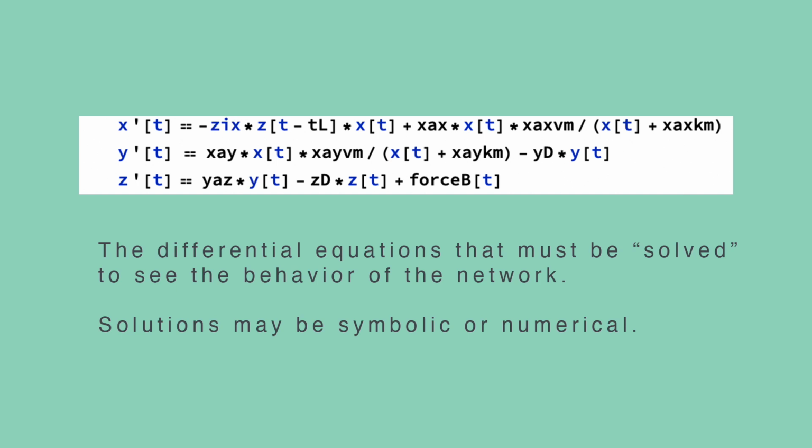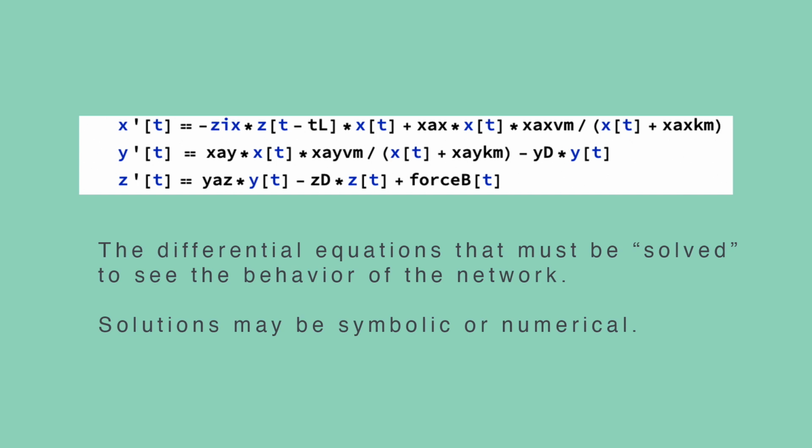These equations are actually code for the program Mathematica, which uses the double equal signs to represent the normal equal. One important feature of these three equations is that they are not linear. In the top equation, the first term has a product of x and z. In addition, the first and second equations have fractional terms, with x of t plus xaxkm or x of t plus xaykm in the denominator. These terms implement the well-known Michaelis-Menten relation, but they also make the equations nonlinear.